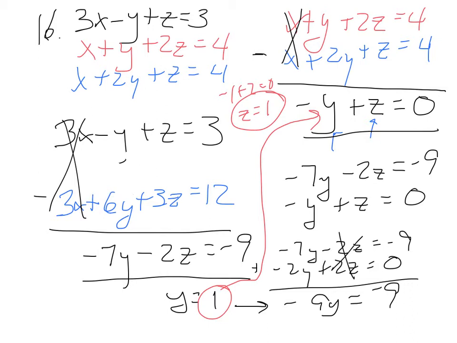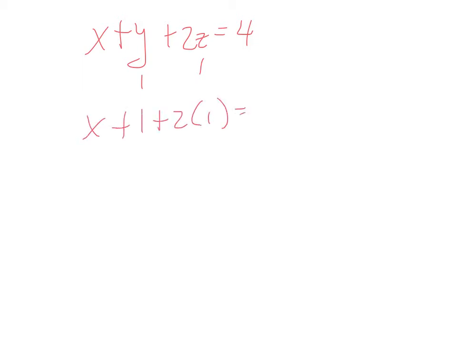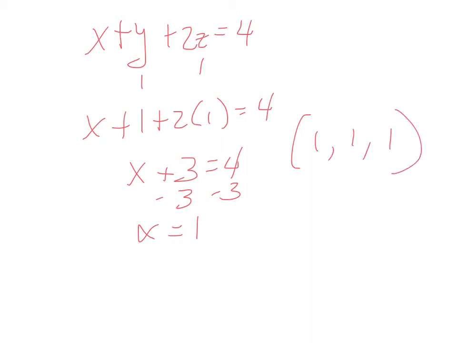Let's see if I can solve for x. As I look at one of these equations, I'll go ahead and use the second equation, which is x plus y plus 2z equals 4. I know y is 1. I know z is 1. So I'm going to say x plus 1 plus 2 times 1 equals 4. X plus 3 equals 4. Minus 3, x equals 1. So my ordered triplet, if you will, is 1, 1, 1. That's the solution to the problem.